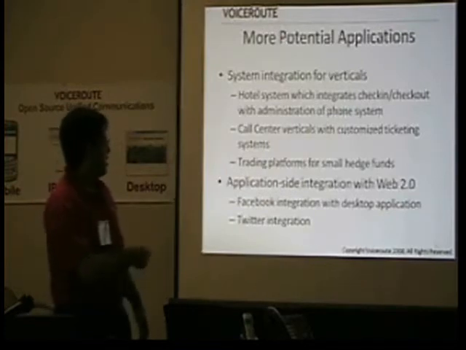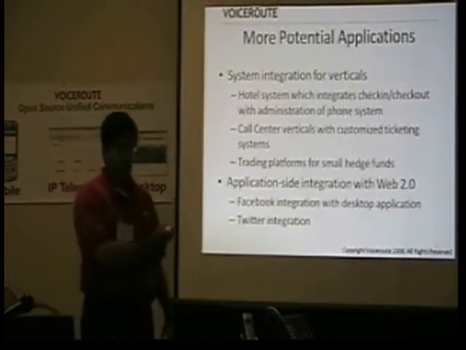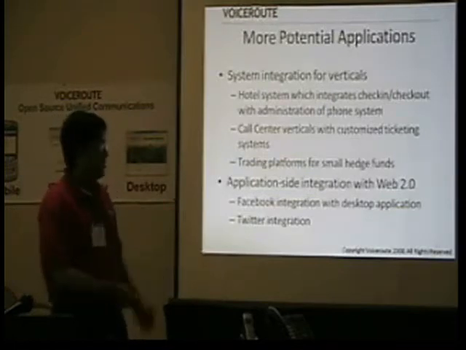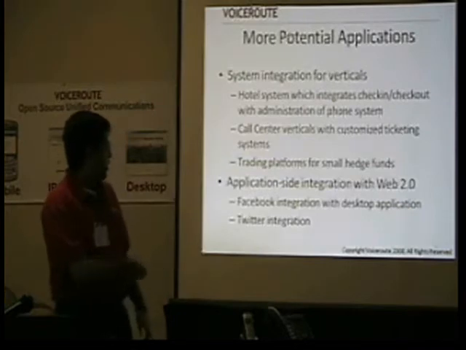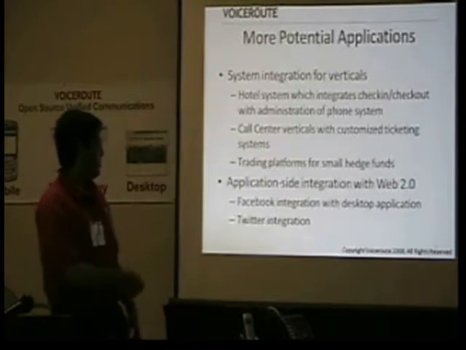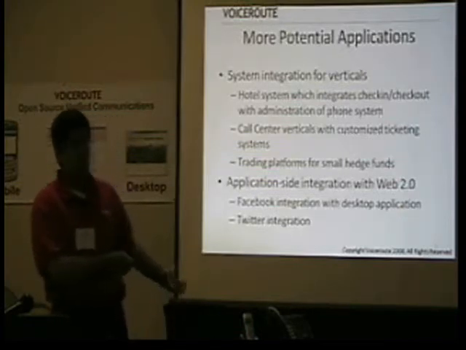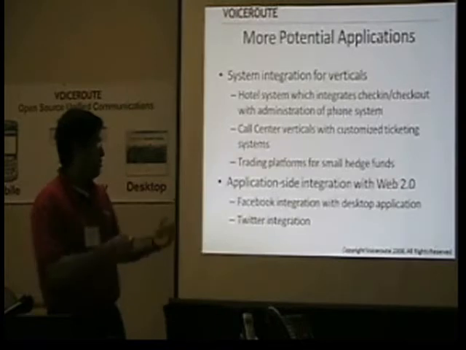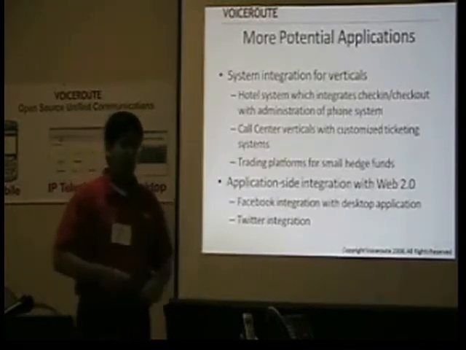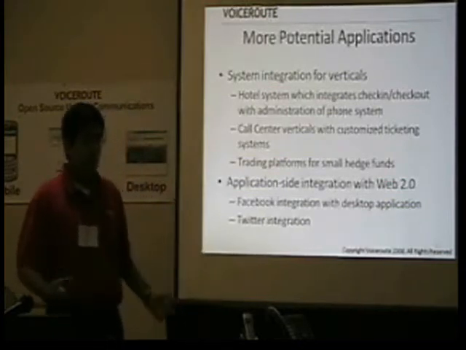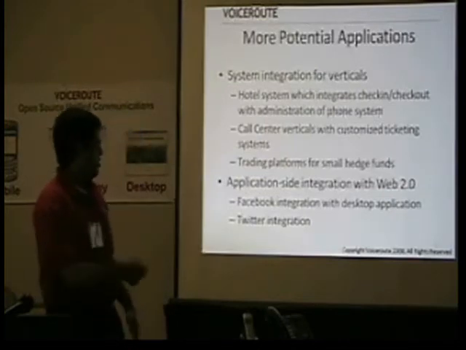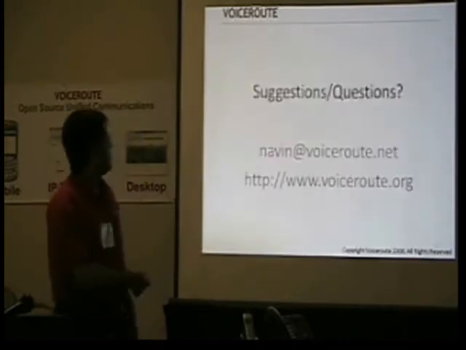So there's all kinds of other things: call center verticals, customized ticketing systems, trading platforms potentially, very basic stuff. And you can even start integrating with Web 2.0. What if I want to make an application that integrates with Facebook? Facebook has a great SOAP API. I can just leverage both the Facebook SOAP API and the Druid SOAP API to create a nice desktop application for my phone system. Maybe I'm using my phone system at home. And what if I want to integrate in Twitter? There are several different things that you have.